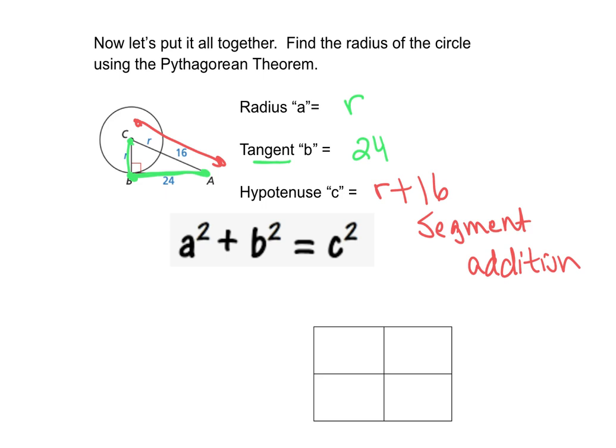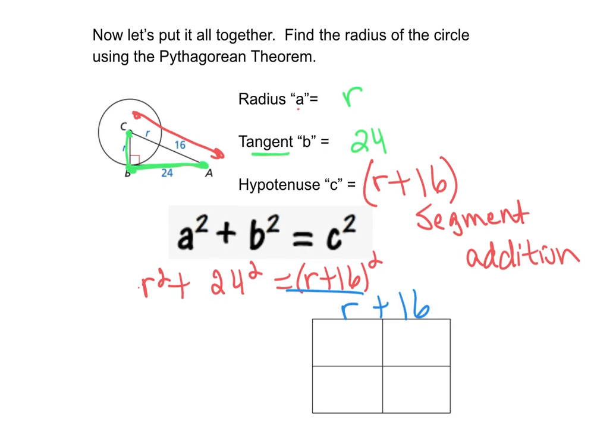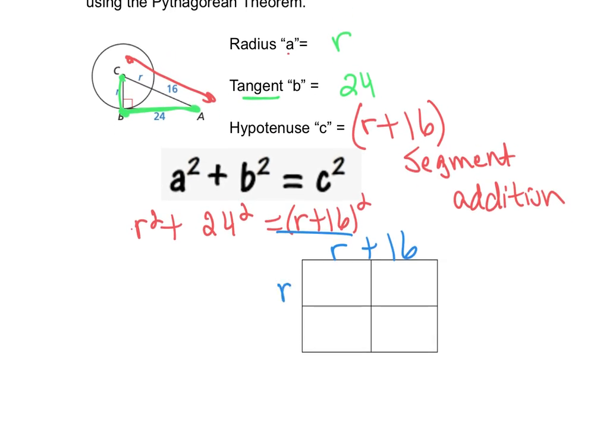Okay, so let's use our Pythagorean theorem. A in this case is r, so we would have r squared. B is 24, so we would have 24 squared. C is r plus 16 squared. So the first thing we need to figure out is what r plus 16 squared is. We're going to come over here to the box that I've provided. We're going to have r plus 16, and we're going to have r plus 16.